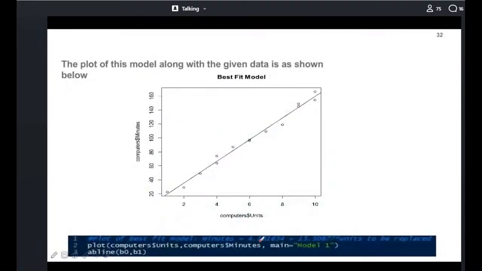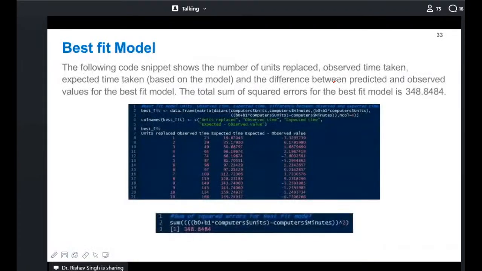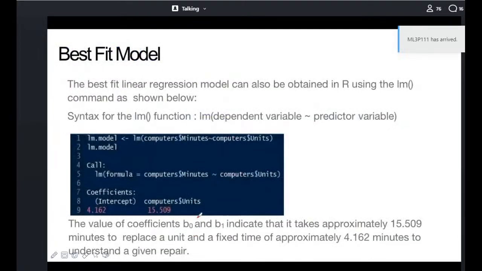So same thing if I did it. Now this is the line which best represents the data. In this particular situation, if you see the error, it is around 348. That is the optimized error I am getting. Fine. So this is the best fit model that we have achieved. That is your simple linear regression. This is the formula using lm which you can get.